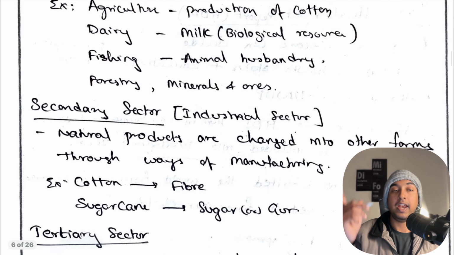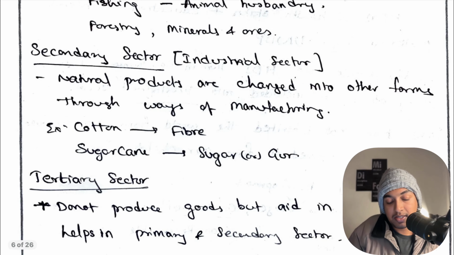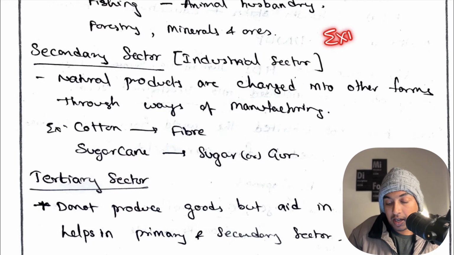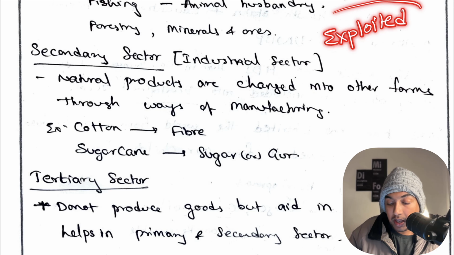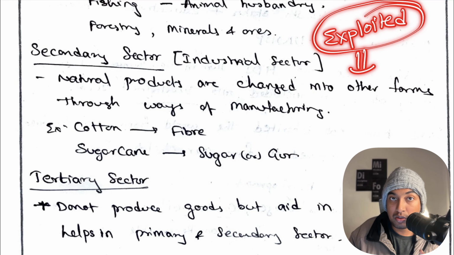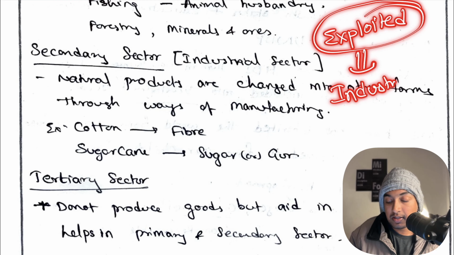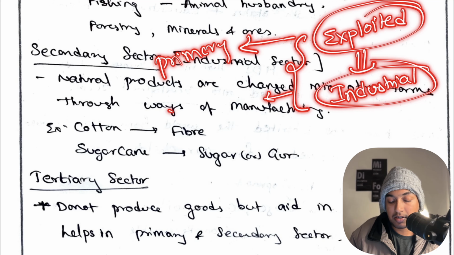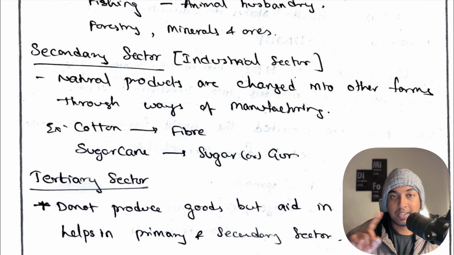Then the next kind of sector which we are going to discuss is the secondary sector. What is the secondary sector? It is also called the industrial sector. Industrial sector means you have exploited the natural resources, and now the natural resource which is exploited will go into an industrial phase. This is the primary sector, and this is the secondary sector. I hope you understood what the secondary or industrial sector is.